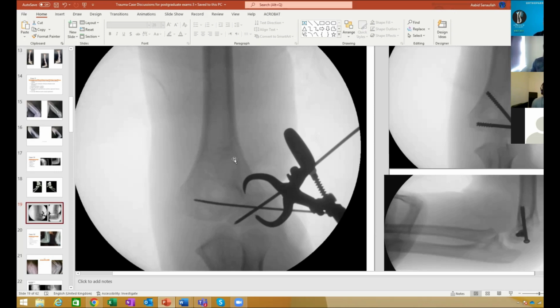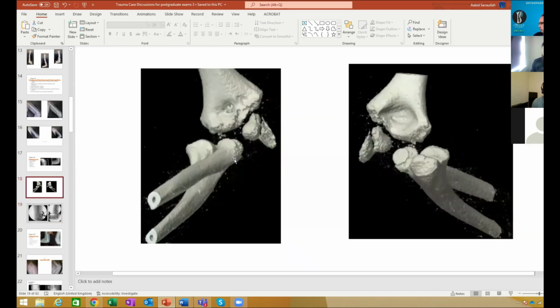So when you're shown the CT scan, would you say it is capitulum and lateral epicondyle? It's a lateral mass fracture, yes. Lateral mass fracture.